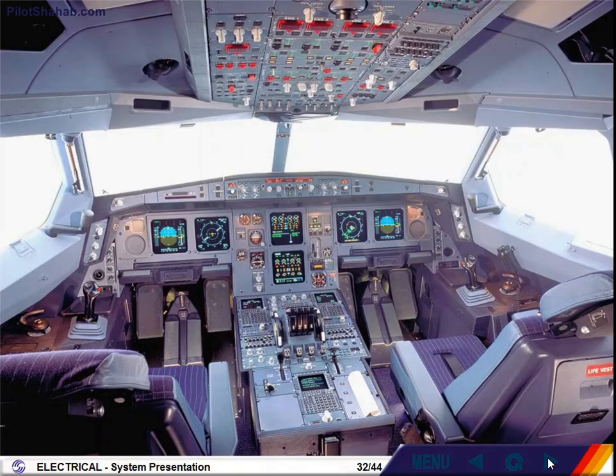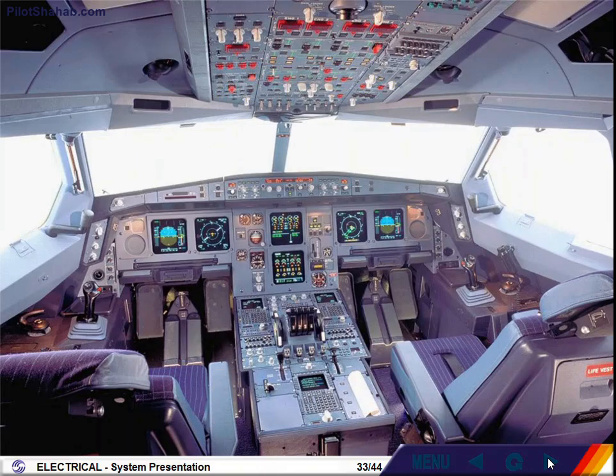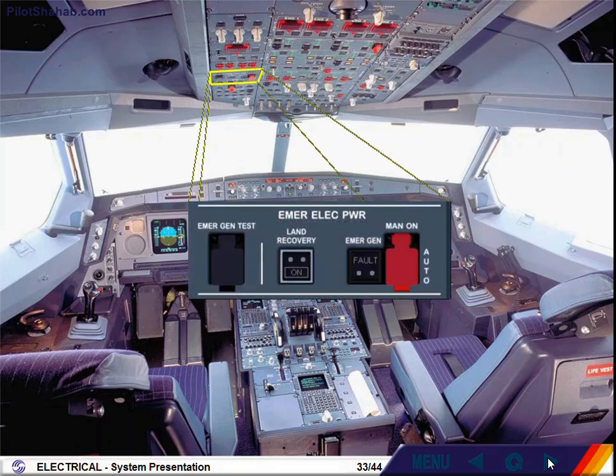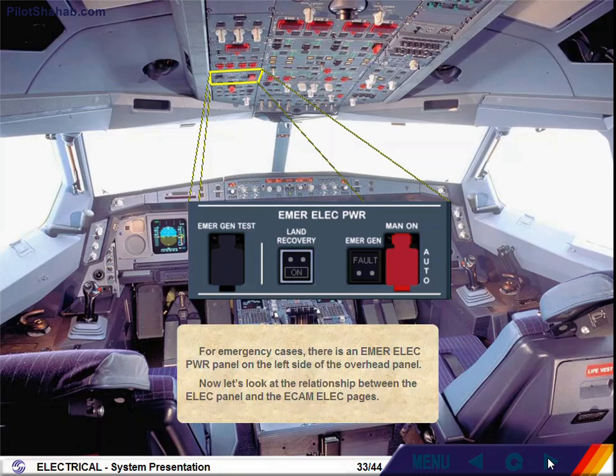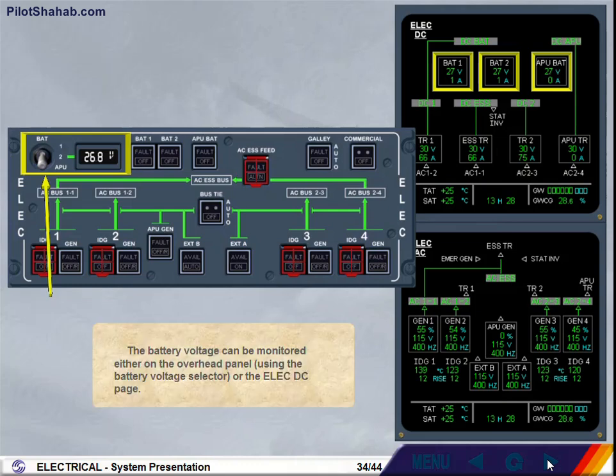The electrical panel is located on the overhead panel. For emergency cases, there is an emergency electrical power panel on the left side of the overhead panel. Now let's look at the relationship between the electrical panel and the ECAM electrical pages. The battery voltage can be monitored either on the overhead panel, using the battery voltage selector, or the electrical DC page.